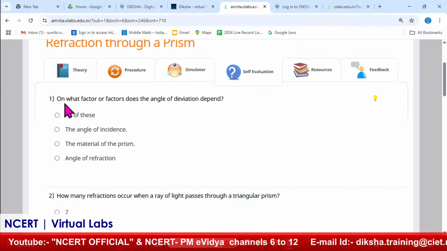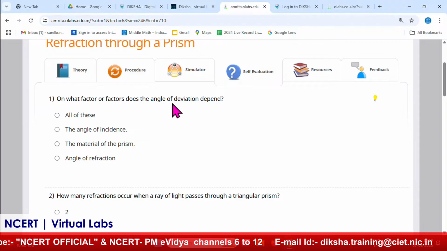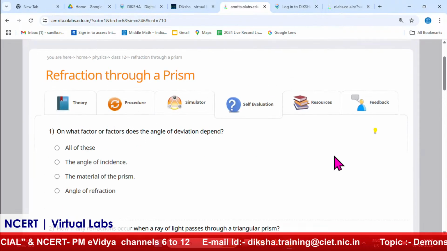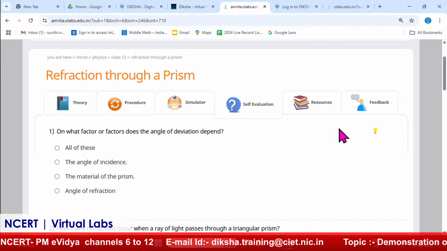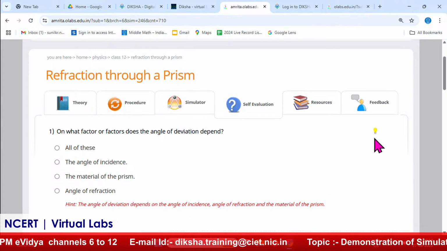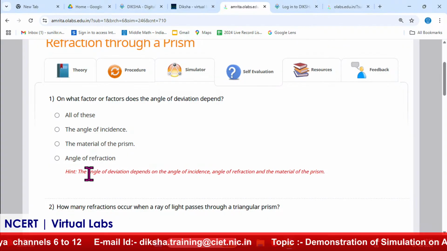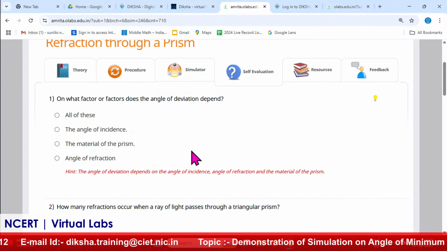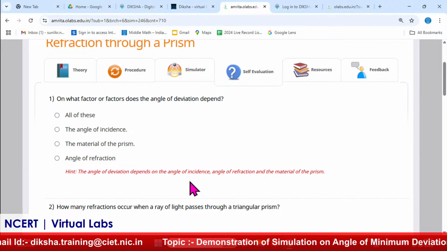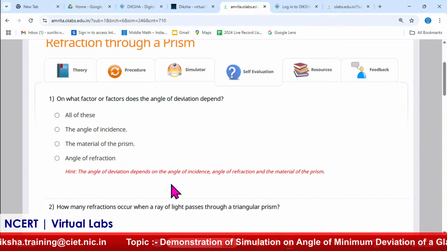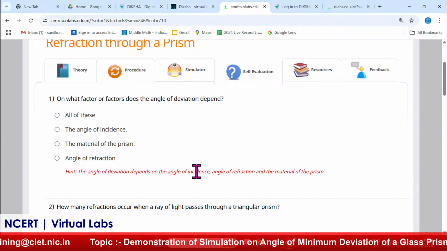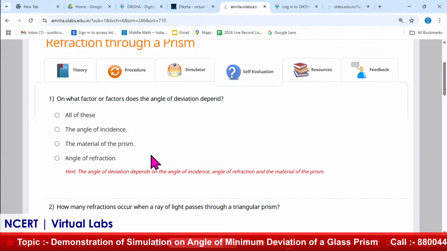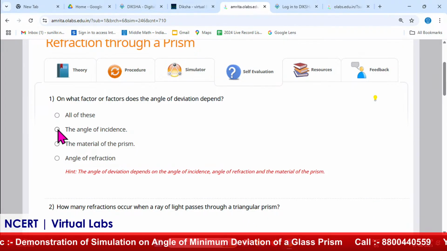Okay. So, on what factor does the angle of deviation depend? These are the MCQs. Now, suppose he did not know the answer to this, he can always click this hint button over here, where the angle of deviation depends on the angle of incidence. Yes, we have seen over here that the angle of deviation depends on the angle of incidence, because as I am changing the angle of incidence, this angle of deviation is decreasing. So, here it depends on the angle of incidence.